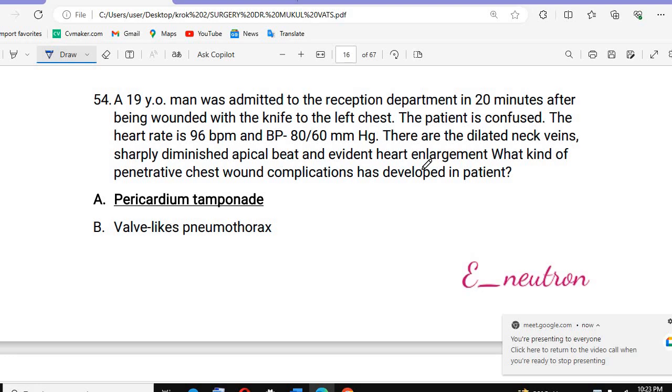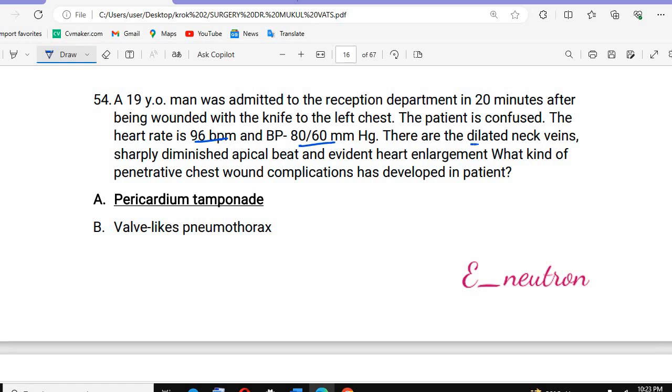A 90-year-old man was admitted to the reception department 20 minutes after being wounded with a knife to the left chest. The patient is confused. The heart rate is 96, blood pressure is down, dilated neck veins are there, and we see a sharply diminished apical beat and evident heart enlargement. What kind of penetrative chest wound complication has developed in this patient? So what we call this condition is cardiac tamponade.